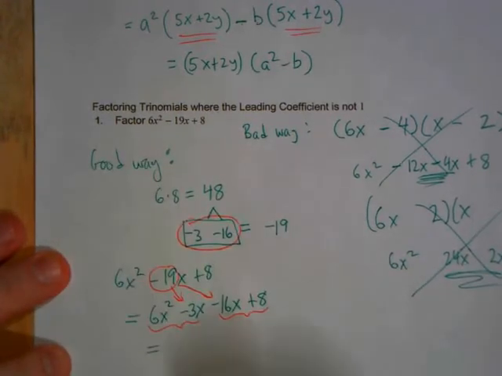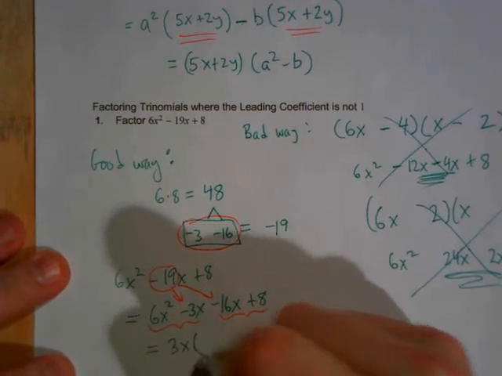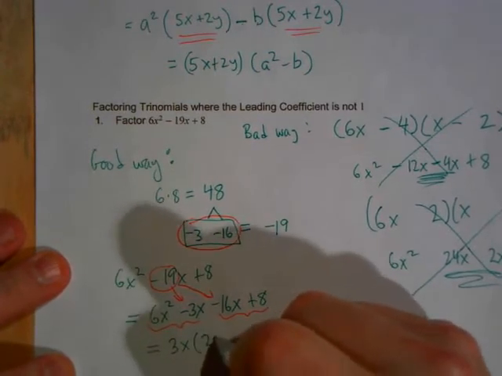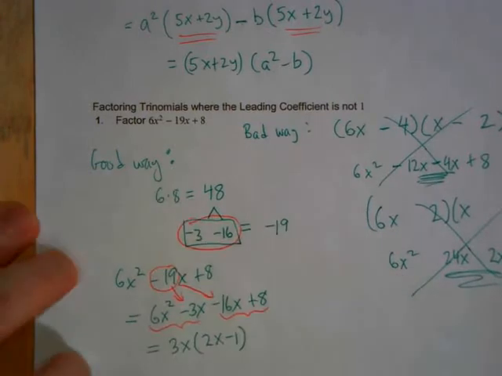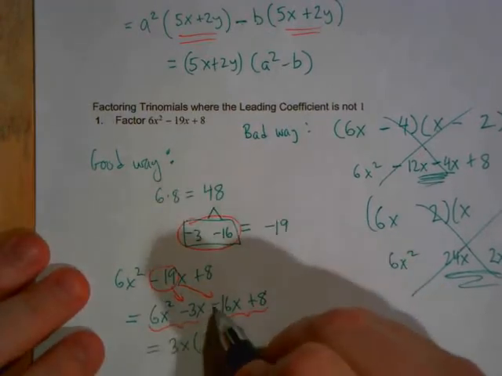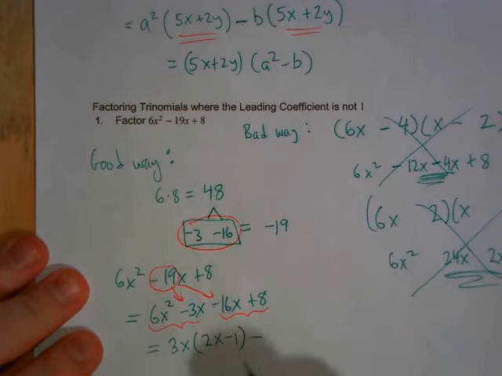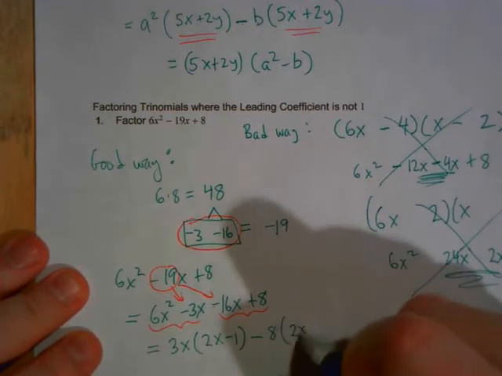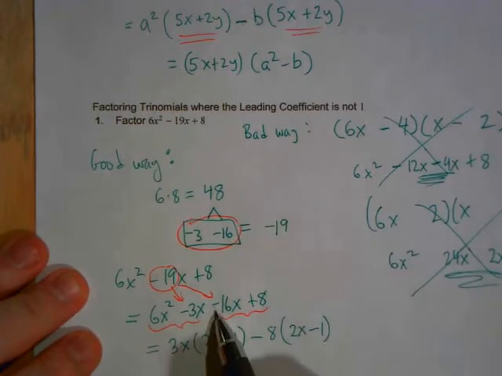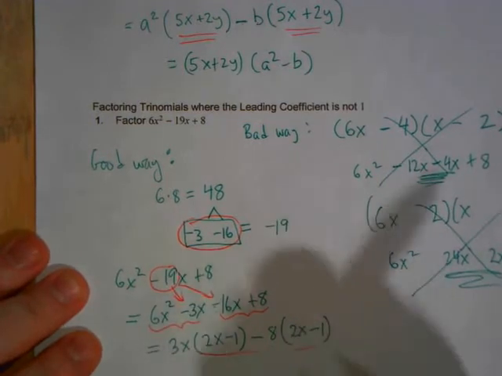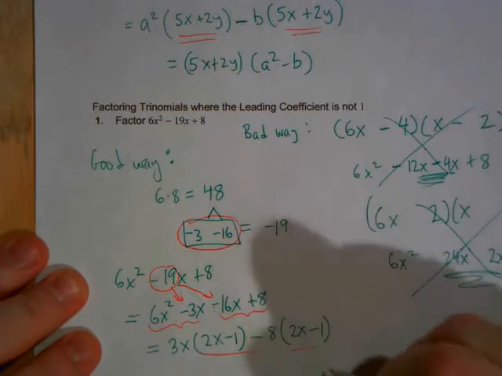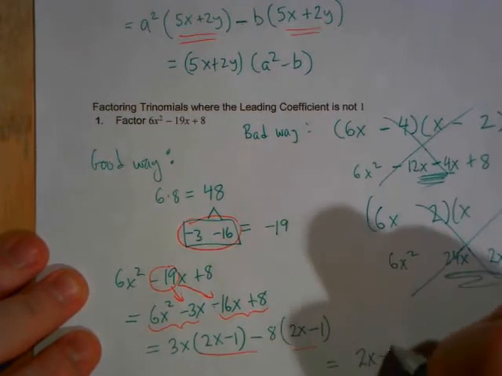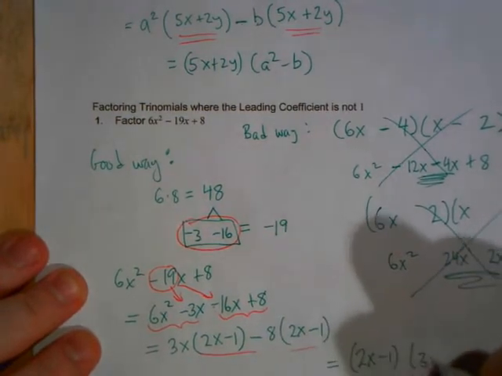First group has a 3x in common. Left over is 2x minus 1. The second group, I notice I have a minus there, so I'm going to have a minus here. And they have an 8 in common. 2x, I once again remember that this sign in the middle changes when I bring the minus out front. And once again, I'm pretty sure I'm doing it correctly because these two things match. Final answer: 2x minus 1, 3x minus 8.